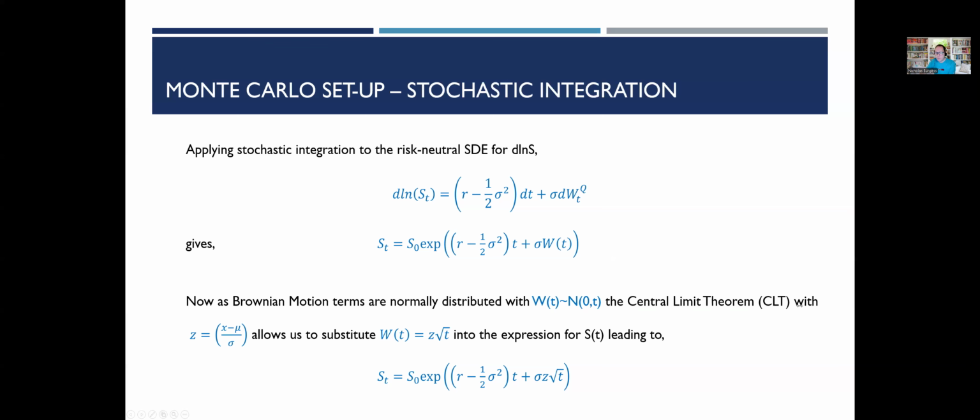We use the central limit theorem, which says that a random variable Z, in this case a standard normal random variable Z, is equal to X minus the mean over the standard deviation. We know in this case that X is going to be W_t. It has a mean of 0, and it has a variance of t, but we want the standard deviation, so we divide by root t. So you have Z is W_t over root t. And then if you rearrange that, you have this expression for W_t.